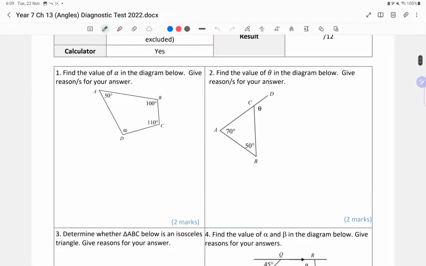Okay, alright. Question 1. Easy, medium, hard? Easy. Okay, question 2. Easy, medium, hard? Easy. Easy, what's the answer? 120. Okay, what's the rule?